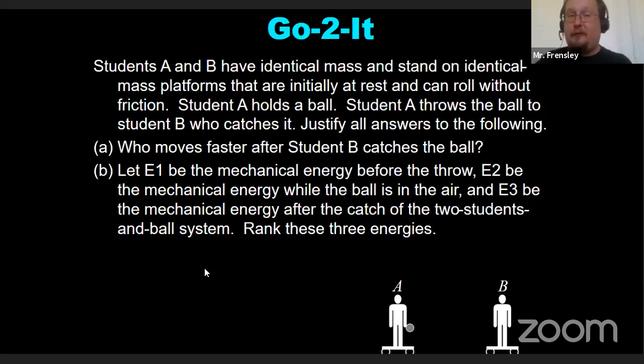First, who's moving faster after the catch? Student A, student B, or both the same? Maybe a little trickier than you think it is. Think carefully and explain your reasoning, of course. And then let E1 be the mechanical energy before the throw, E2 after the throw before the catch, and E3 after the catch. Rank them and explain your reasoning. I'm going to give you a couple of minutes to try these. Write something out. On your mark, get set, go.